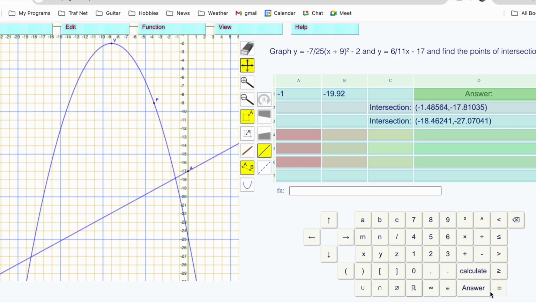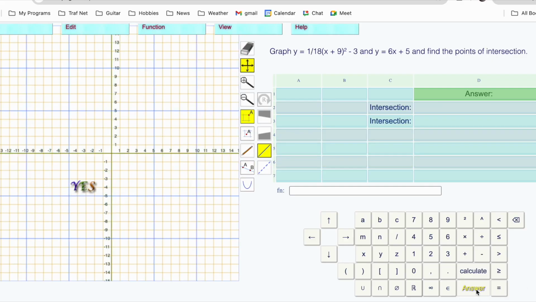Then we press answer to see if we're right. And that's it for level 15.